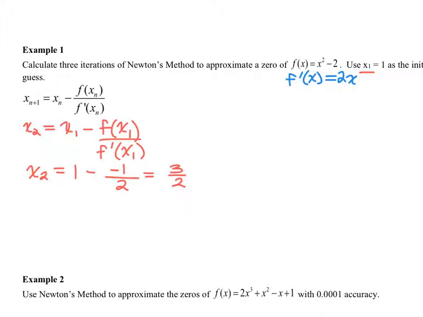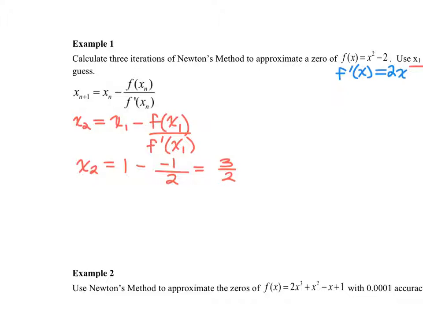So it would be 1 plus a half, which would be 3 halves. All right. So we were given our first x value. This is our second x value, but this is actually our first iteration. All right. So the first run through the calculations, this is our first iteration.